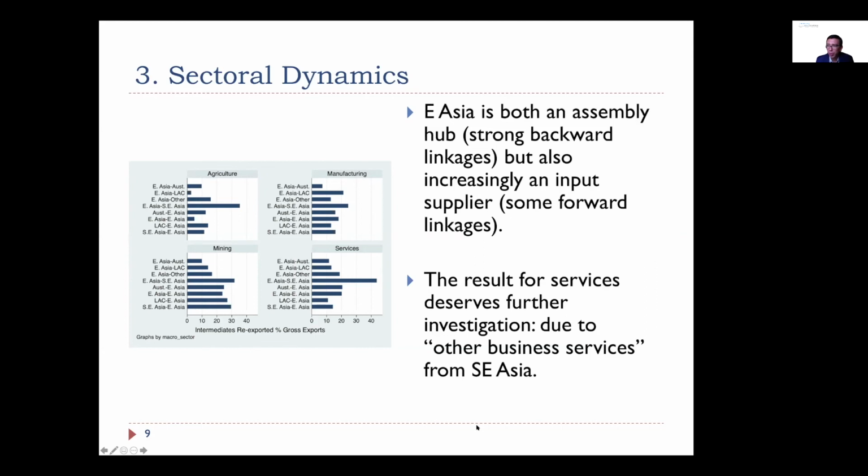Now, there's one result that stands out to me here as a bit strange, which is the result on services from East Asia to Southeast Asia. It's other business services, and I'm not quite sure what that is. I mean, I know what the sector involves. I'm just not sure concretely what that means in terms of seeing such strong forward linkages in that sector. So again, if I were advising a country based on this sort of analysis, I'd want to burrow into that much further to try and figure out what's going on there.